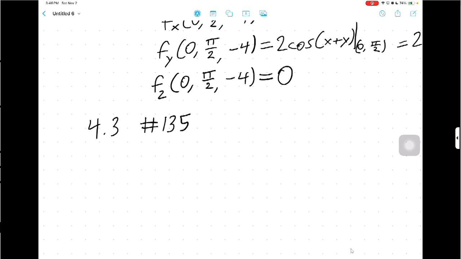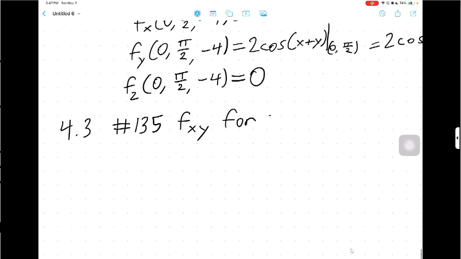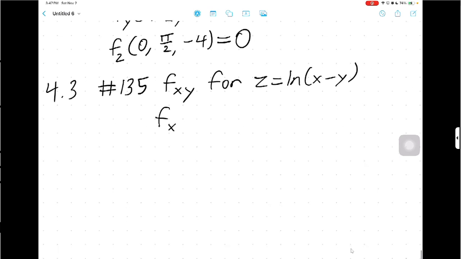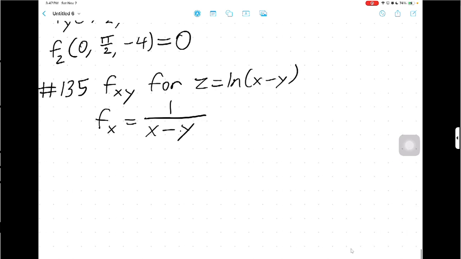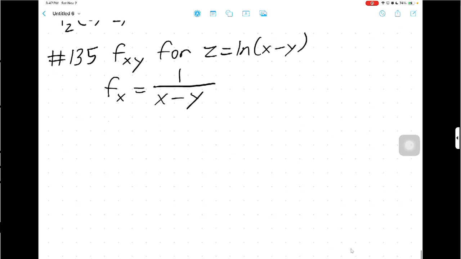135. Which means that we're going to have higher order partial derivatives. f sub xy for z is equal to ln of x minus y. So first let's calculate f sub x, which is 1 over x minus y, the value itself, times the derivative of the inside.